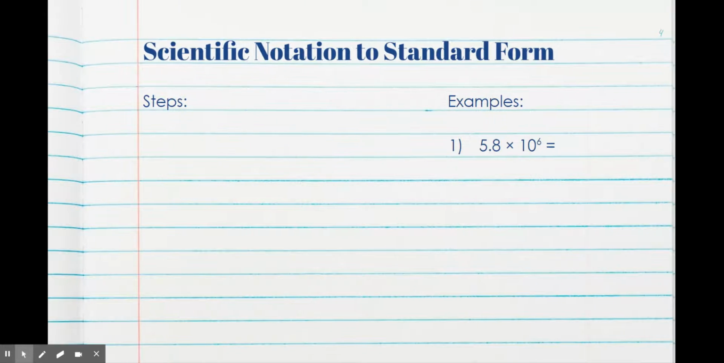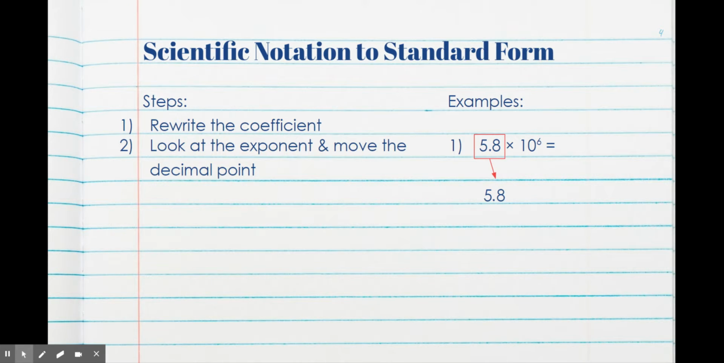So let's look at an example. Our first example is 5.8 times 10 to the 6th power. We want to write this number in standard notation. Our first step is to rewrite the coefficient. So I boxed in the coefficient, which is 5.8, and we're going to write it below.